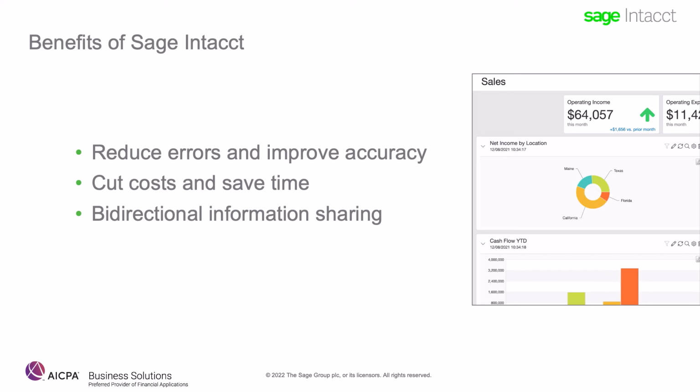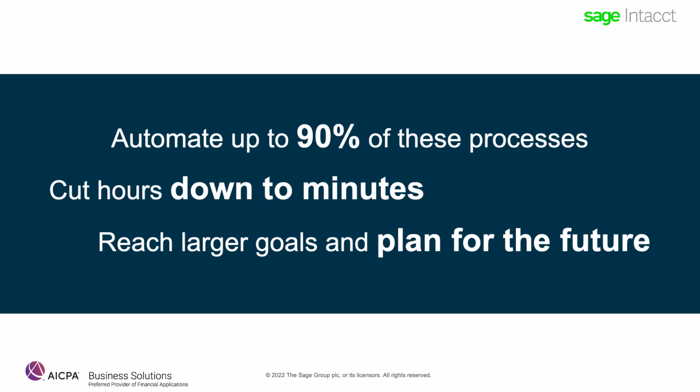So what are the benefits of using Sage Intacct as compared with QuickBooks? Business process automation reduces errors and improves accuracy, cutting costs and saving time. Integration with other business applications and business partners allows for the bidirectional sharing of information. So like DAPL, you can better manage your supply chain and transactions with trading partners. When it comes to procurement and order management, you can automate up to 90% of these processes. Through automation, you can potentially cut hours down to minutes. Your team can dedicate the additional time to helping the business reach its larger goals and planning for the future.